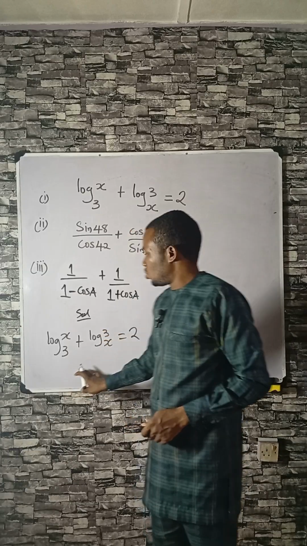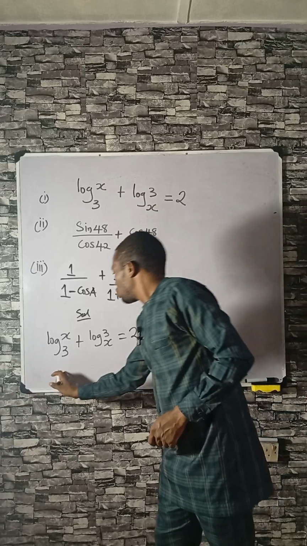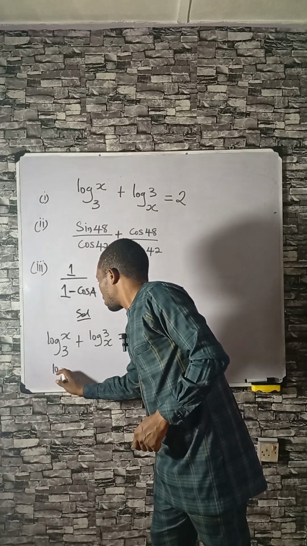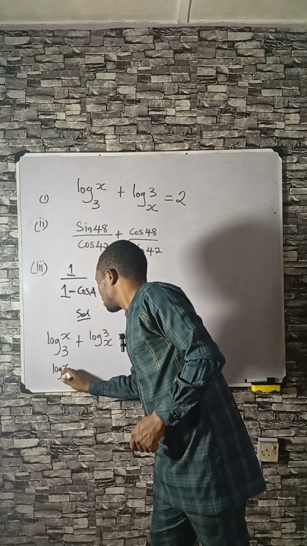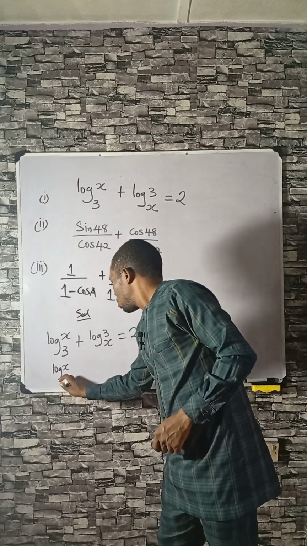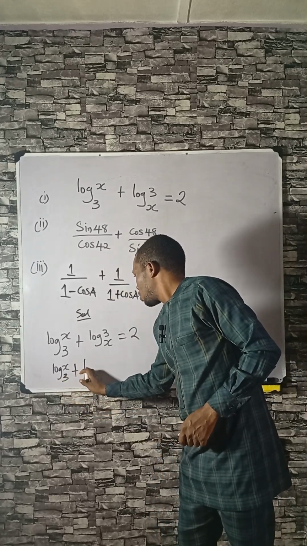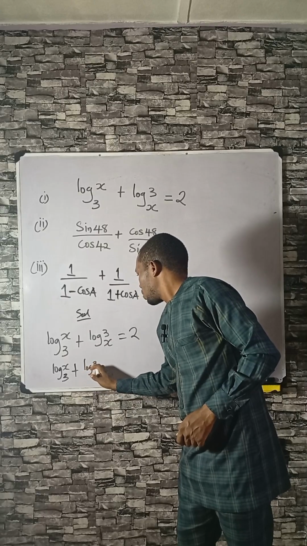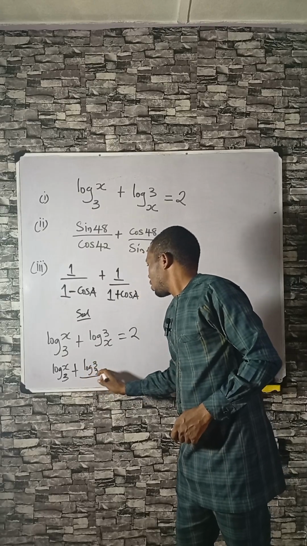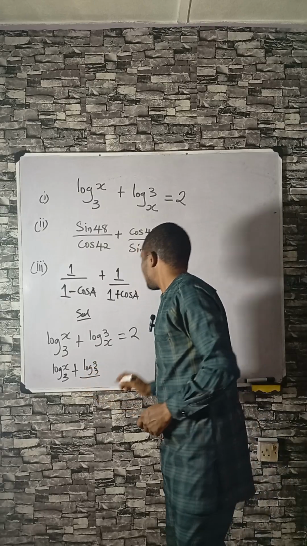What you need to do here is to apply change of base. So let's change everything to base 3. You have it as log x base 3. This is already in base 3, so we leave it that way. Plus log 3 base 3 divided by log x base 3.